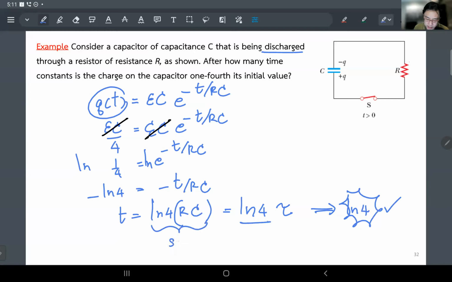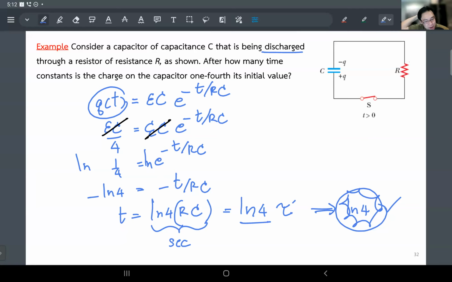This is in seconds. But if you want it in how many time constants, as you can imagine, you just divide the whole thing by the time constant. So the RC cancels, and you end up with just log 4 time constants. You're done. Everyone gets the same thing. It doesn't matter what value of R or C, as long as you're talking about this simple RC circuit, it's going to take log 4 time constants for your charge to get down to only 1/4 of the maximum value, at all times. Nice.